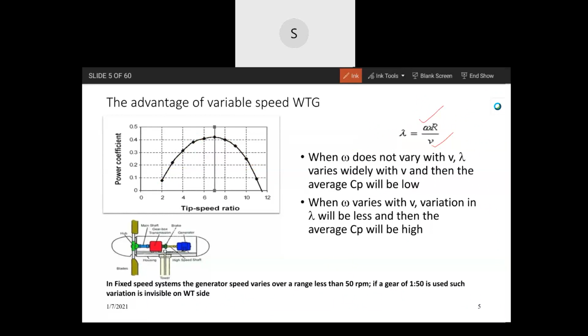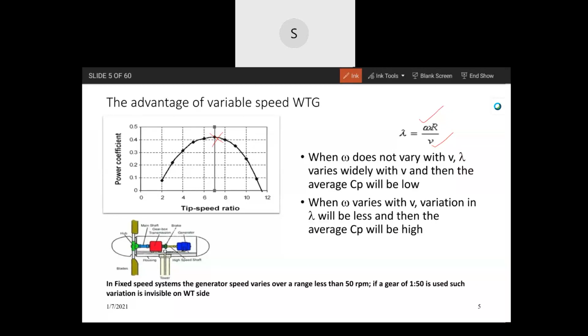If omega is proportional to V, the same percentage variation happens in omega. In that case, lambda will be constant. And it gives a chance that if you can keep lambda constant at the design value, the optimum value, then the maximum efficiency can be obtained.